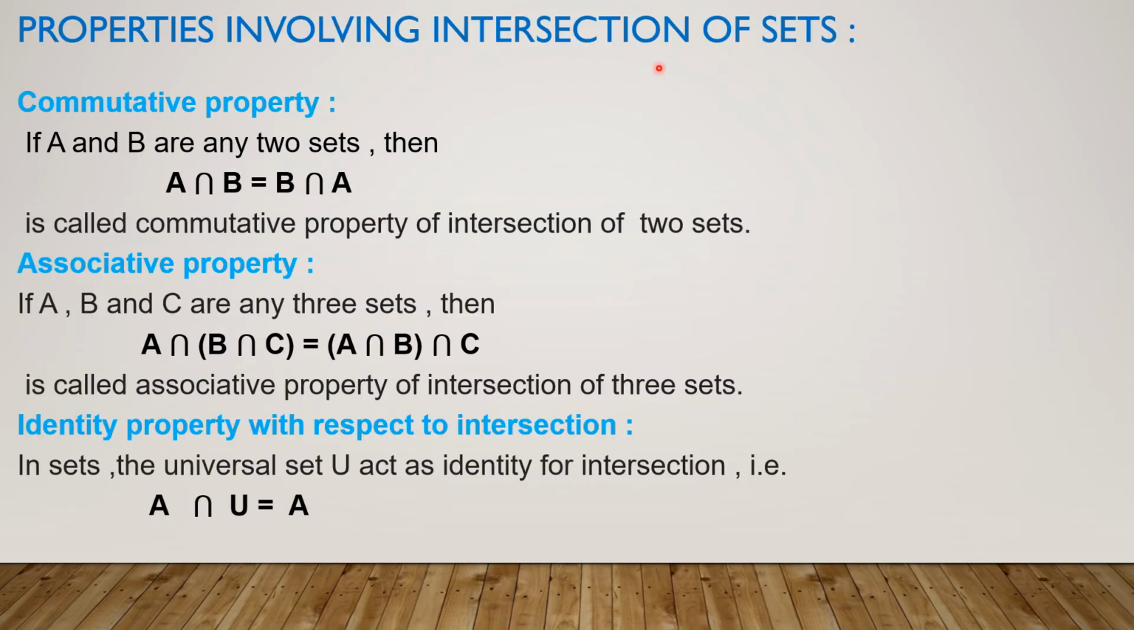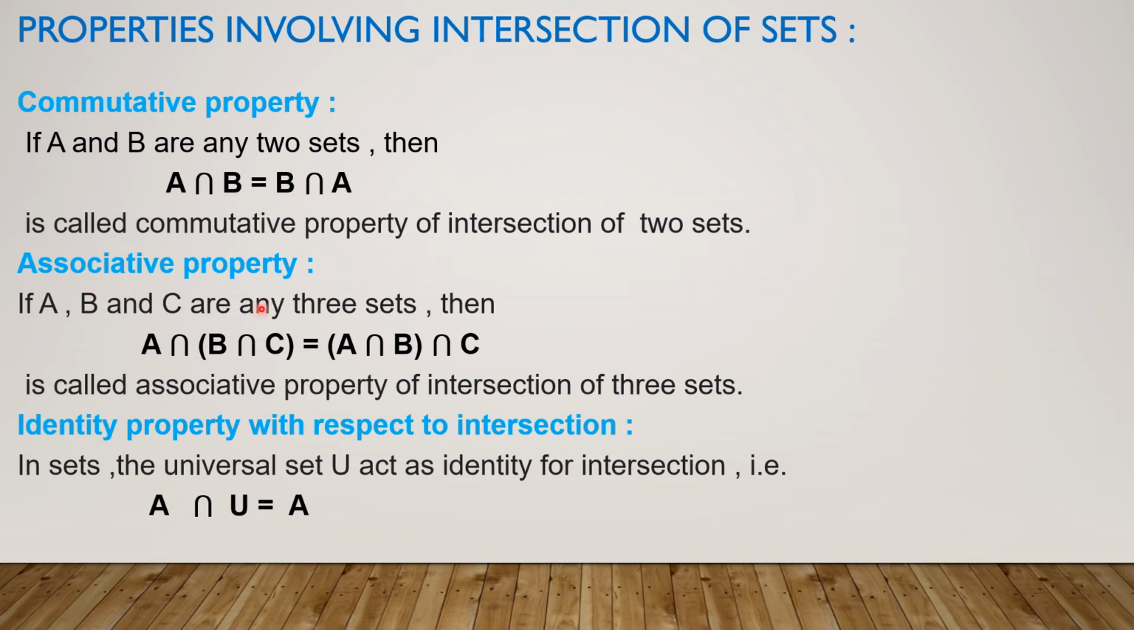Properties involving intersection of sets. The first property is same, just like union commutative property. If A and B are any two sets, then A intersection B is equal to B intersection A. This is called commutative property of intersection. If we find A intersection B or we find B intersection A, our answer will be same.